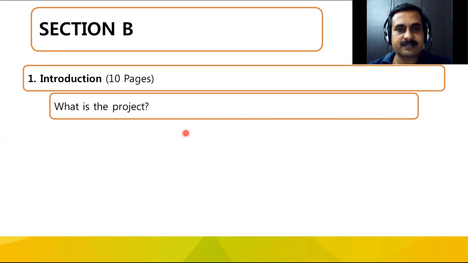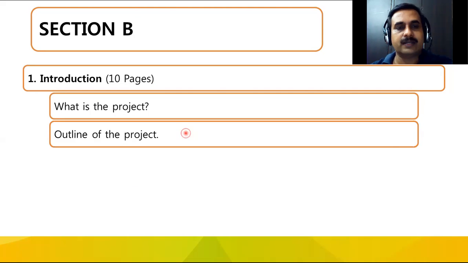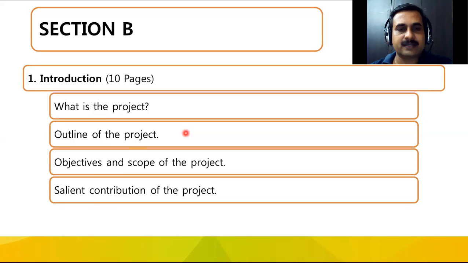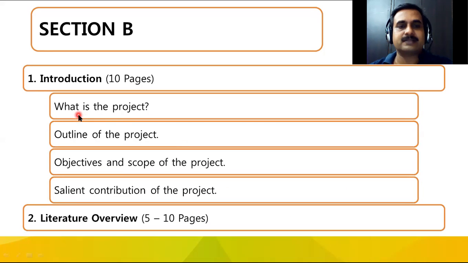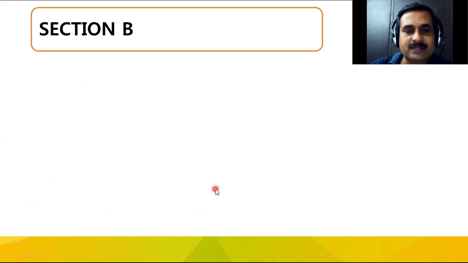Then part B includes introduction, and in introduction there are subparts. In subparts you can cover what the project is, which means you have to define the project identity as well as how you have identified your problem and how you are going to go ahead with the data analysis. Means the entire description of the project is going to be handled here. Then outline of the project, then objective, scope of the project, salient contributions. I'm going to define everything in much more detail while I'm building those sections. Then literature overview.